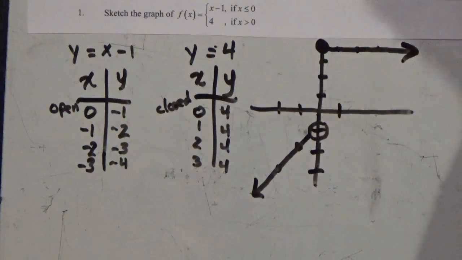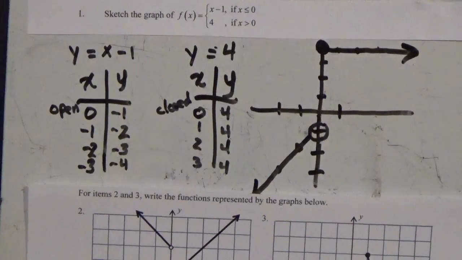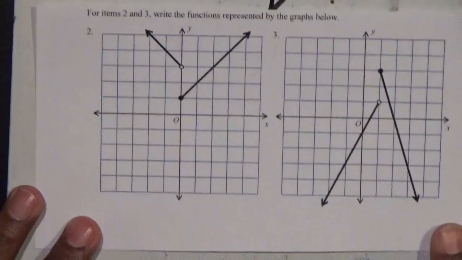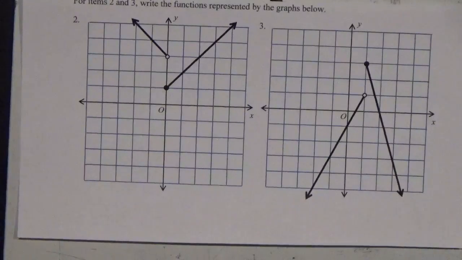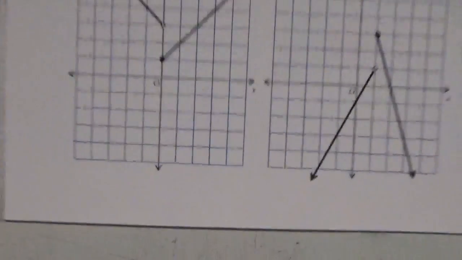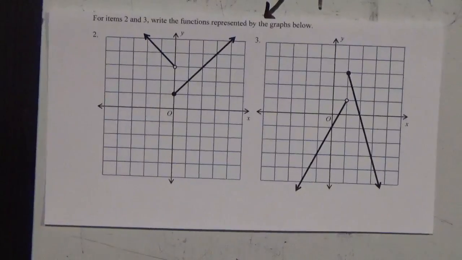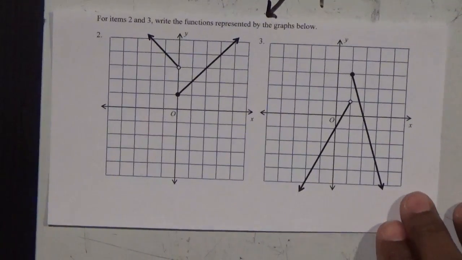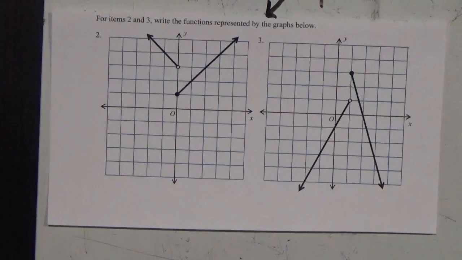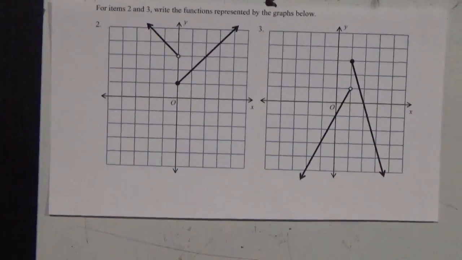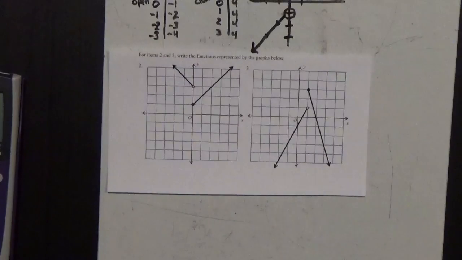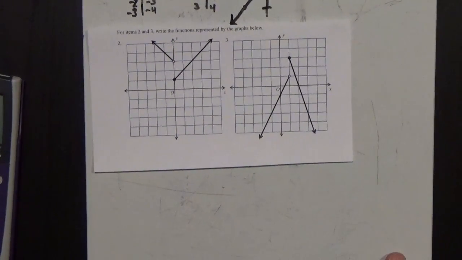Keep it moving. Number 2 and number 3 say to write the functions that represent the graphs below. So for number 2, we're going to scroll down a little bit more. If we look at number 2, we have 2 pieces here.